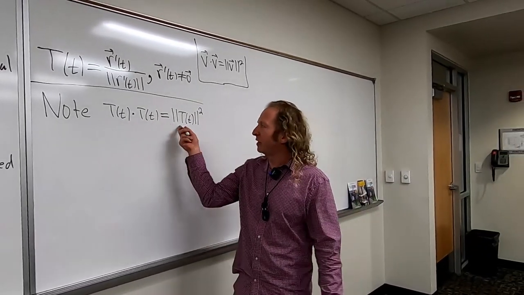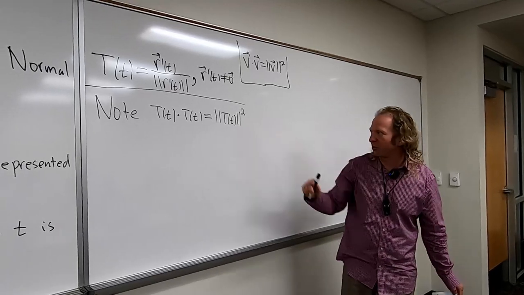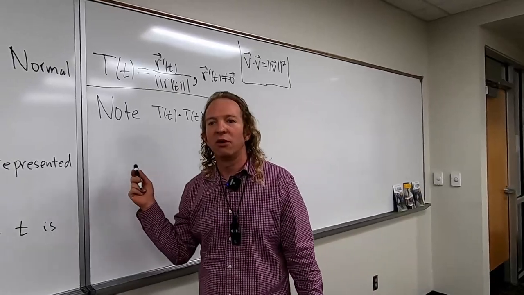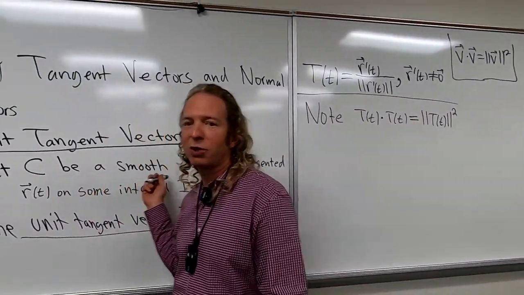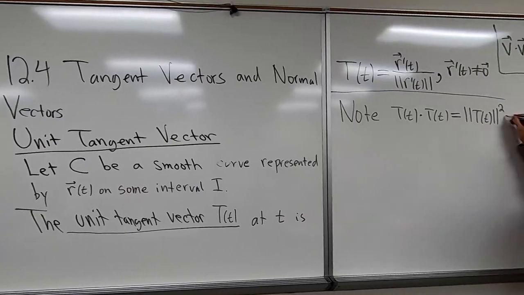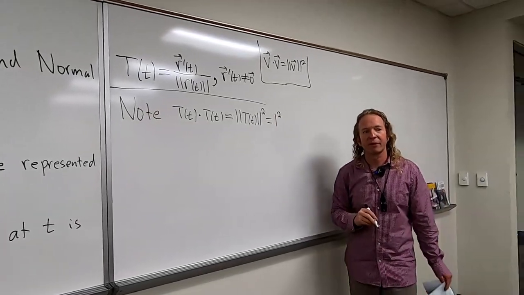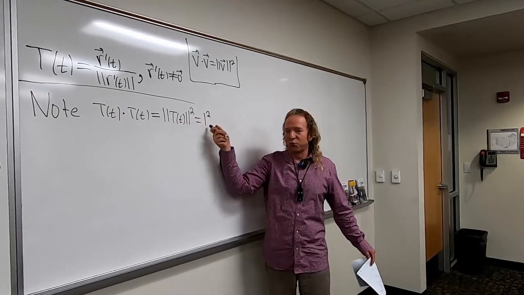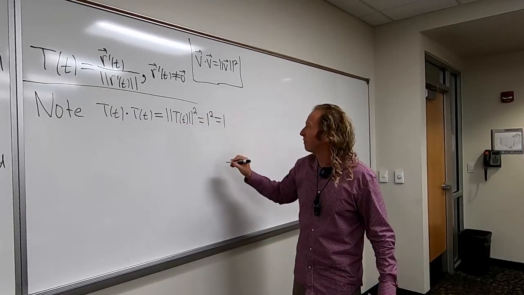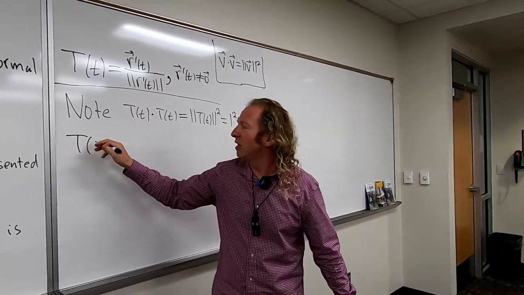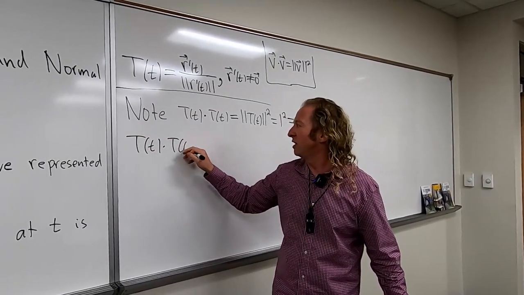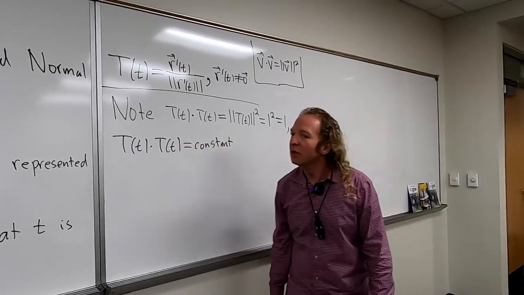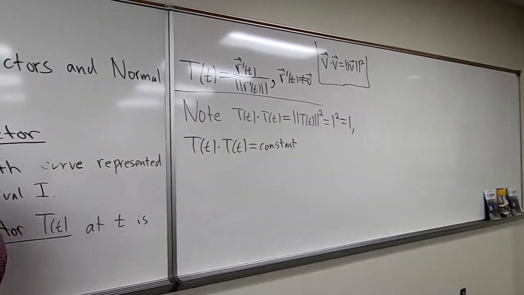So if you dot it with itself, you get that. That's just because it's a vector. This is always true. What's the magnitude of T? Anyone know? Because T is a unit vector, so what should its magnitude be? One. So this is 1 squared, right, because it's a unit vector. So it's 1, and 1 squared is just 1. So T(t) dot T(t) is constant. So when you dot T with itself, you get a constant.